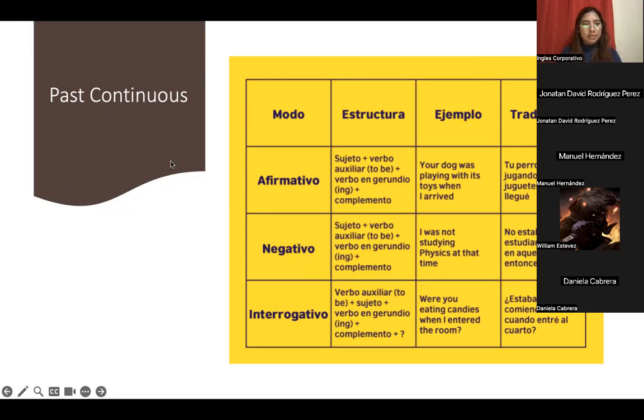¿Quién me falta? Let me see. Ya tenemos Jonathan. Creo que ya tenemos Daniela. Okay, Mario, can you help me to read your practice? Okay. Your cat was touching myself. Okay, your cell phone, right? Okay, cell phone. Yes. Thank you.